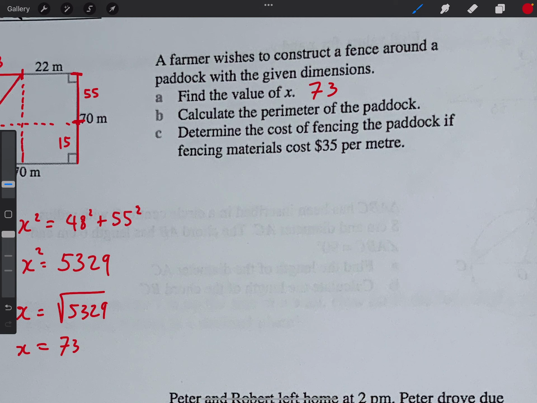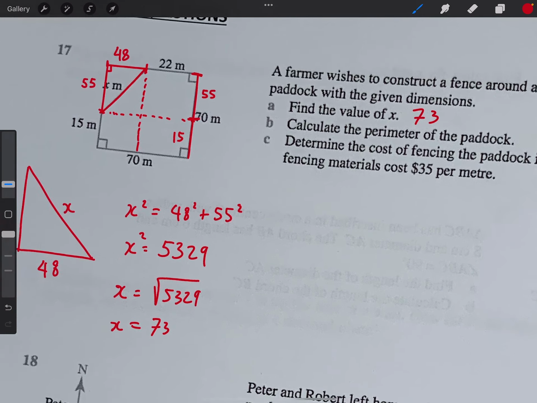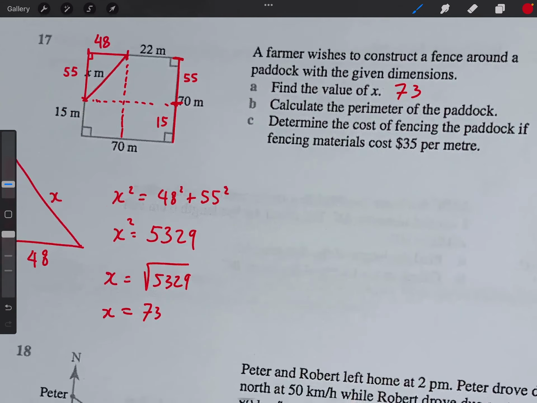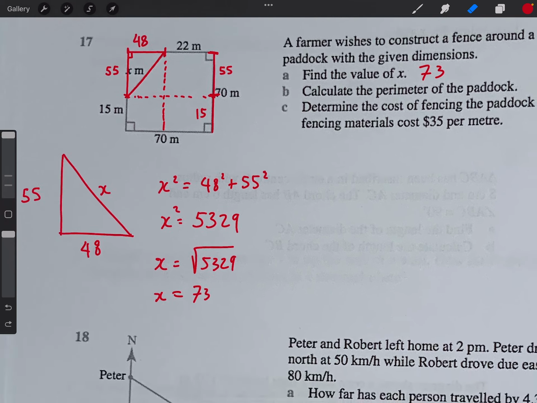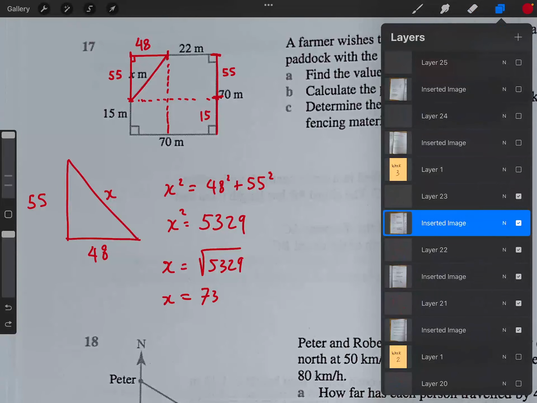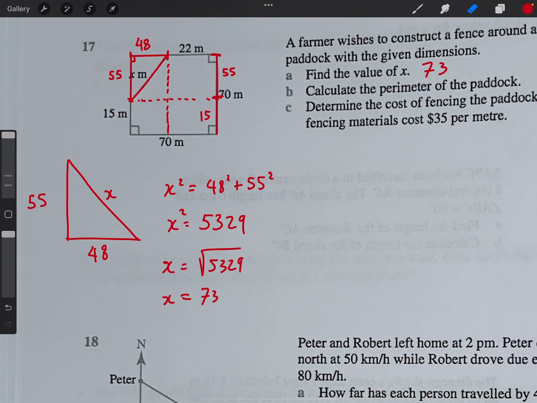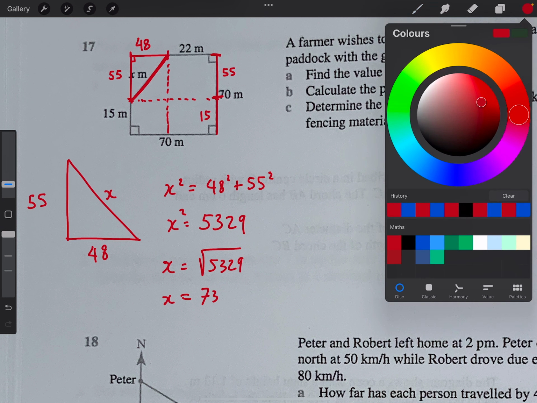Now it says calculate the perimeter of the paddock. The perimeter of the paddock, oh that's not too hard. So let me just rub all this. Oh, that's not a good idea. I wrote it on the wrong layer, so now I can't rub it out. Okay, not a problem. We know this is 73. Let me just redraw this in black.